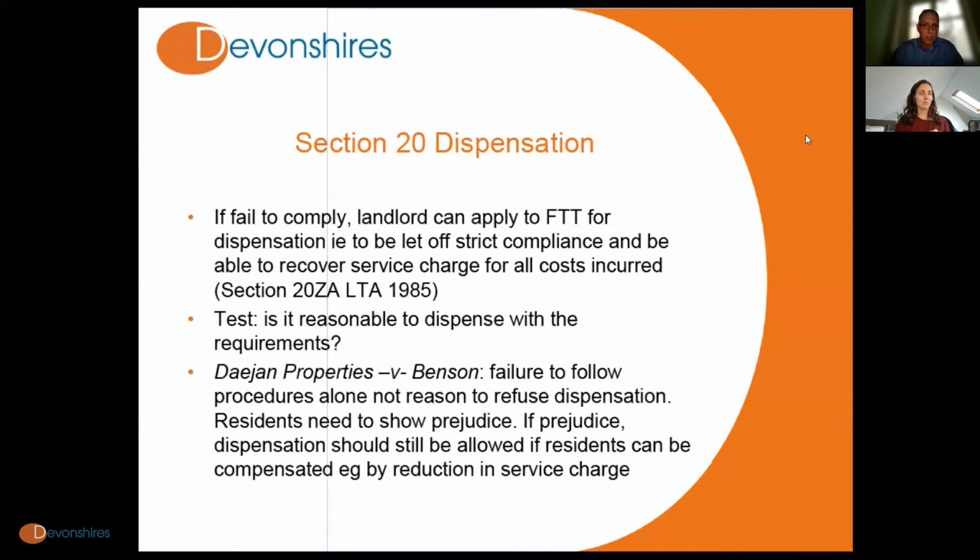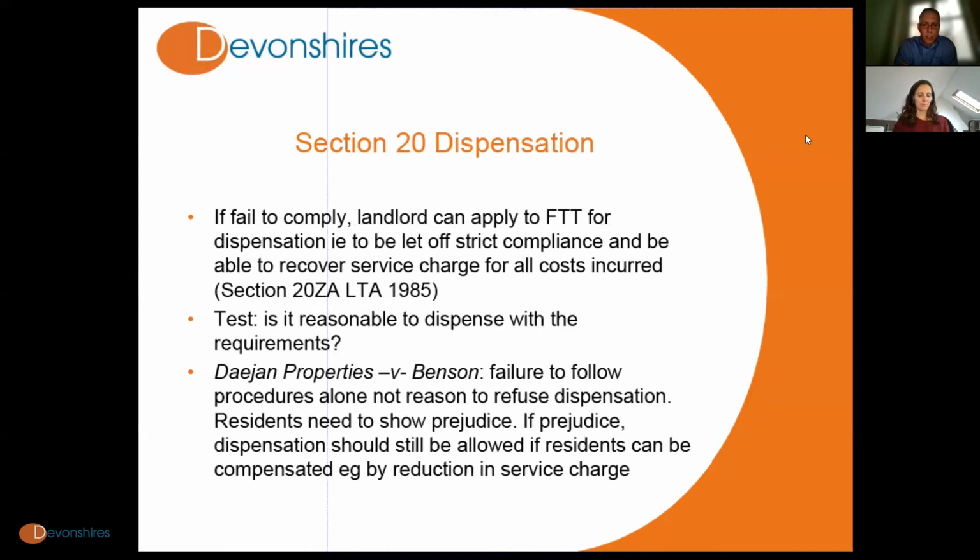And really the leading case on that, which sets out guiding principles that the first tier tribunal is to follow, is the Dejan Properties and Benson case. Basically that set out a test as to when dispensation should be granted and what the tribunal needs to look for. And really the key issue in whether or not dispensation should be granted is whether or not the residents have been prejudiced by the lack of consultation.